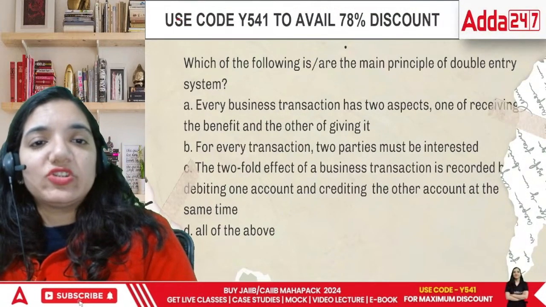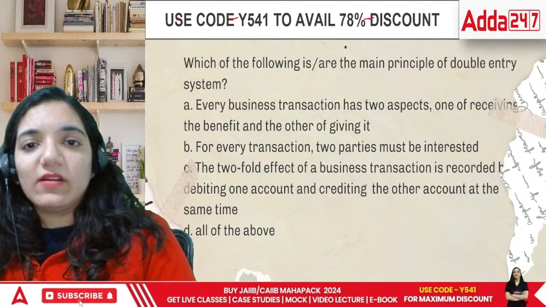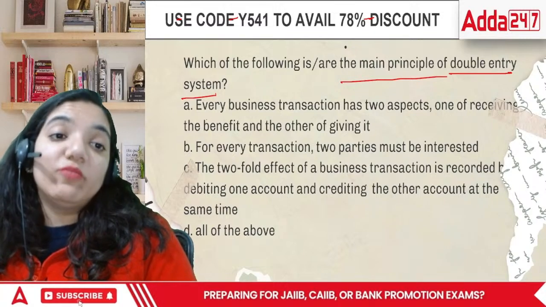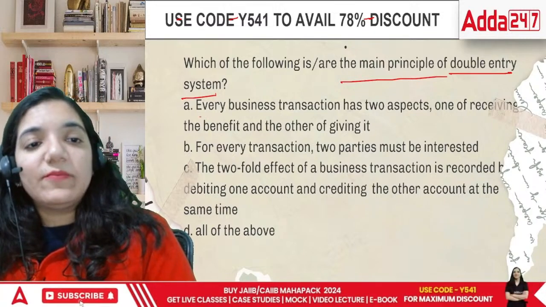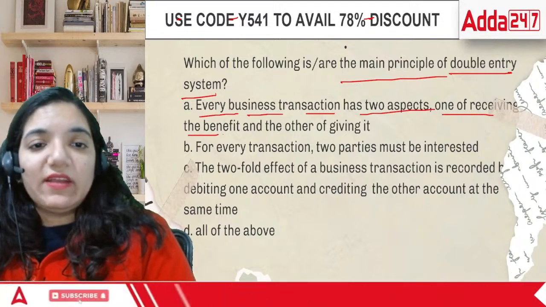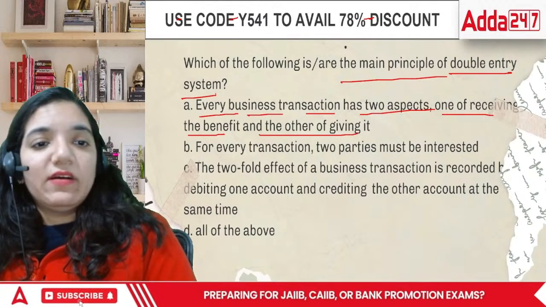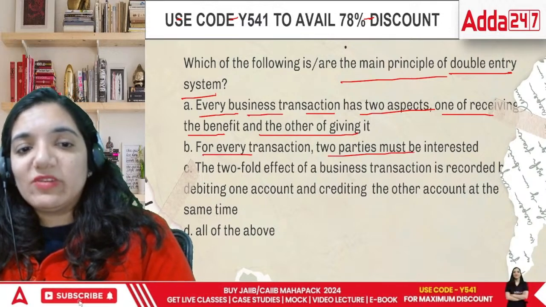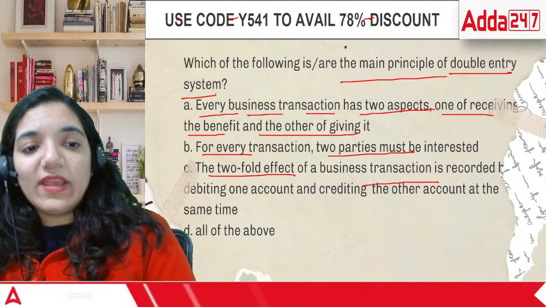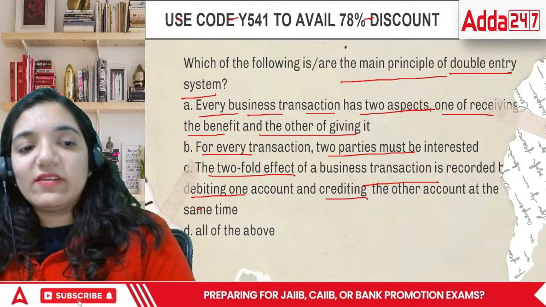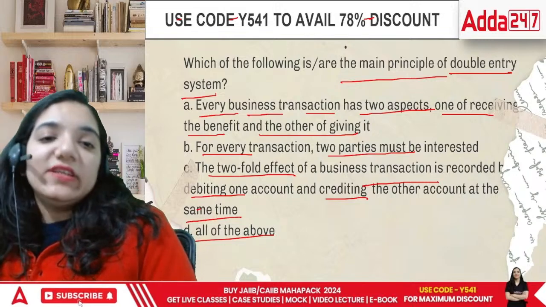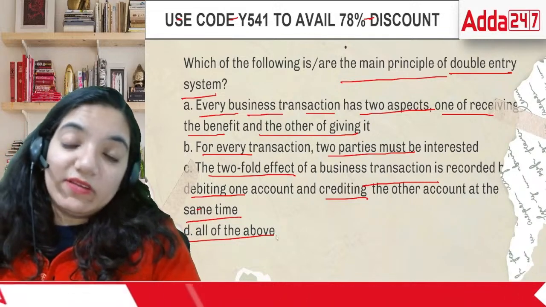Now comes the next question. Which of the following is or are the main principles of the double entry system? When we talk about the double entry system of bookkeeping, it says that every business transaction has two aspects, one of receiving a benefit and one of giving. For every transaction, two parties must be interested. The twofold effect of the business transaction is recorded by debiting one account and crediting the other account at the same time, or all of the above. All of these are very important when we talk about the double entry system.